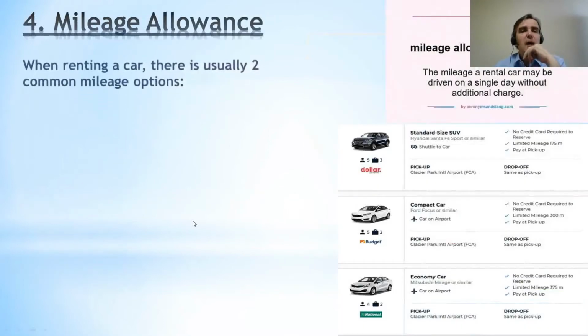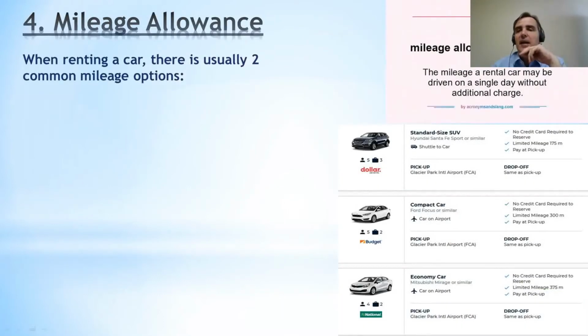The next thing is a mileage allowance. Now, a mileage allowance is also known as a mileage cap, and the mileage a rental car may be driven on a single day without additional charge. So this is very common when I rent a car in the UK. I'm allowed 100 miles for one day. So 1 mile is about 1.6 kilometers, so that would be 160 kilometers for one day. If I drive more than that, I would have to pay some extra money.